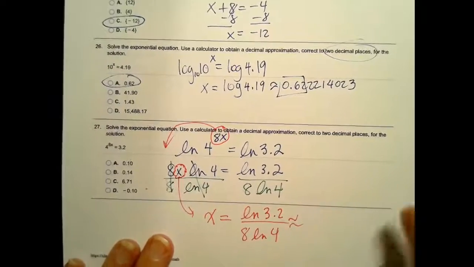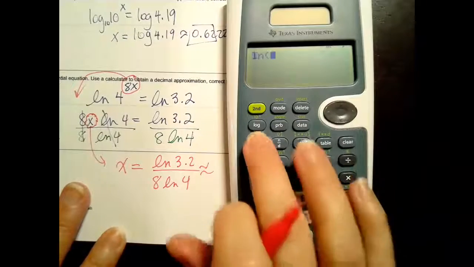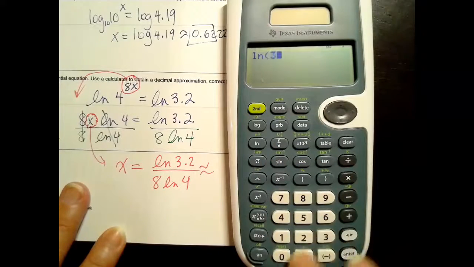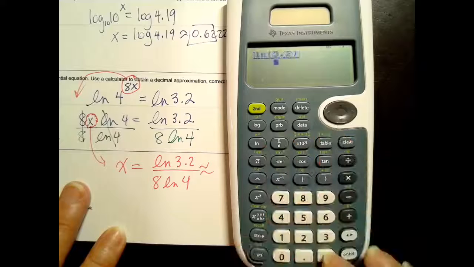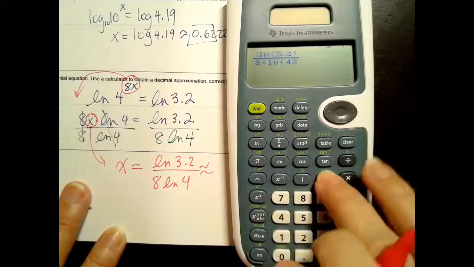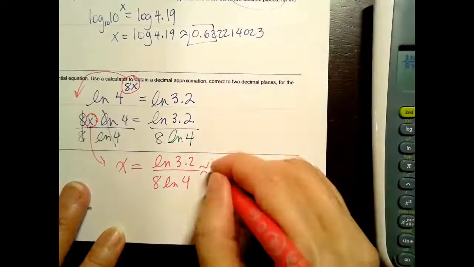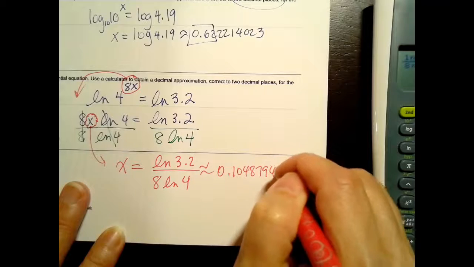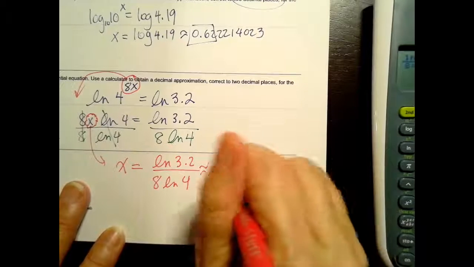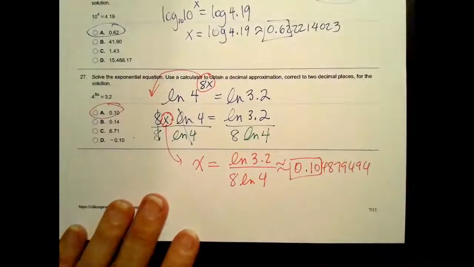So plug that into our calculator. Natural log 3.2, close parentheses, over 8 times natural log 4, close parentheses, hit enter, and I get approximately 0.104879494. 2 decimal places again, and so the answer was 0.10.